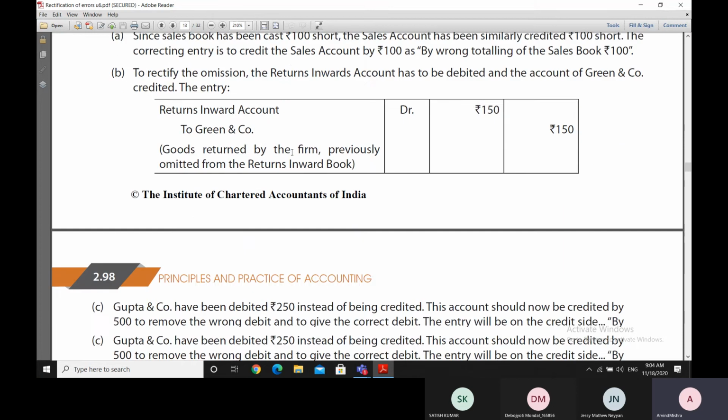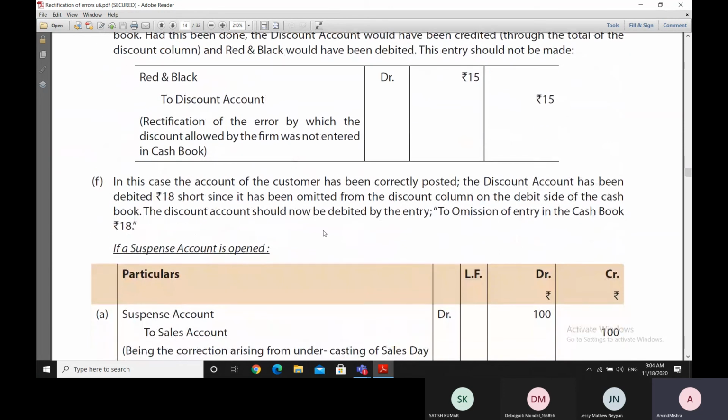So we don't need to disturb G Mohan account here, because it has already been correctly posted. The only entry that needs to be done is in the discount account. We'll correct the omission by making an entry in the discount account. Because this is a discount that we are giving, we will be debiting the discount account, with the statement 'omission of entry in the cash book, rupees 18'. Now these are those situations where the suspense account was not required to be opened, because we had found the defects even before the trial balance was prepared.